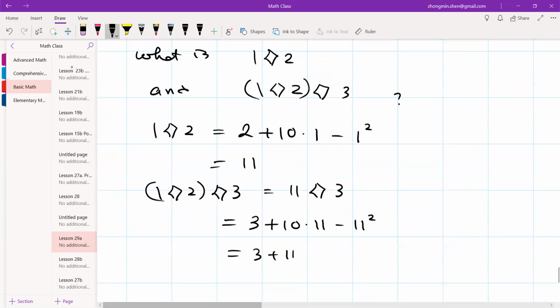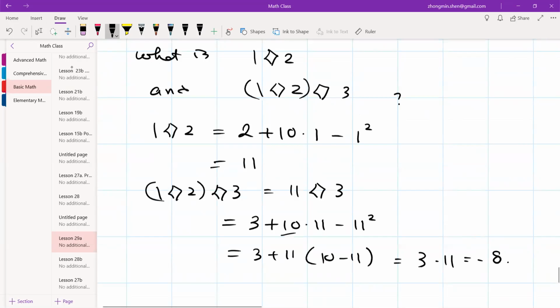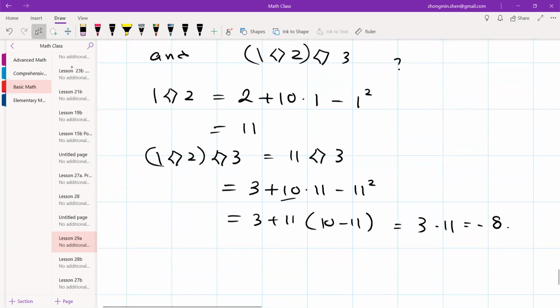No, you've got to do the multiplication. Take 11 out: 10 minus 11 is negative, so it's negative. That is giving me negative 8. Negative 8. So that means the answer is negative 8. Good.